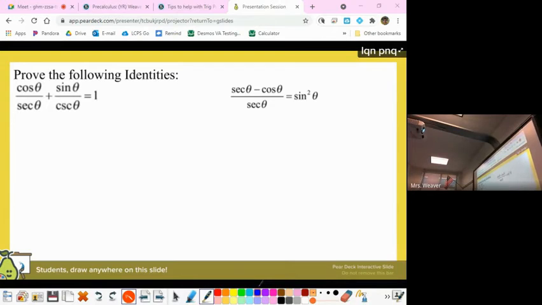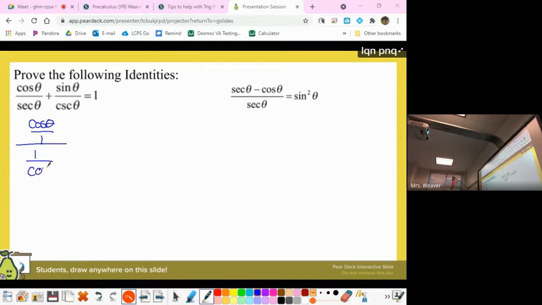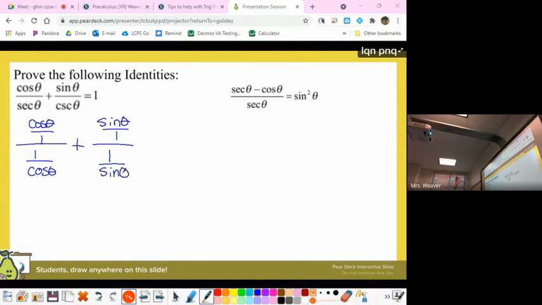So cosine theta, I would just go ahead and write that as cosine theta over 1, just turning it into a fraction. Over secant theta is 1 over cosine theta, plus sine theta would be sine theta over 1 because it already is sine and cosine. Cosecant is 1 over sine theta. Okay, so that's my first step, just changing everything to sine and cosine. I probably should have tried to write smaller.